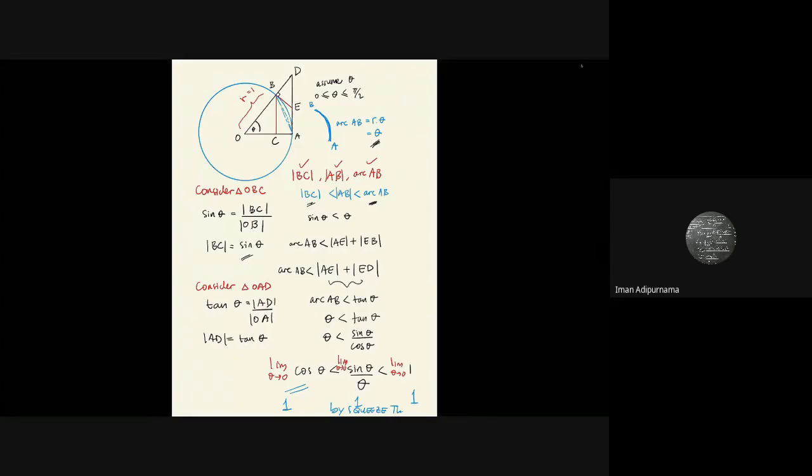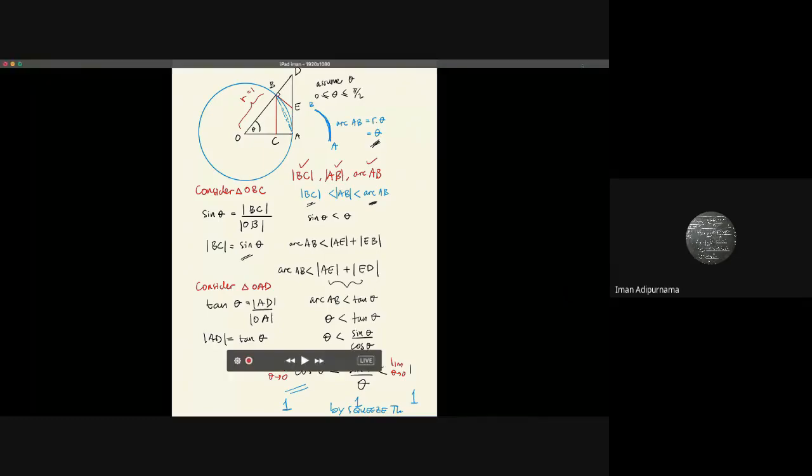Is it clear? The Squeeze theorem? How should it be an integer? Could it be something like 1.5? Later, I will explain one more time.